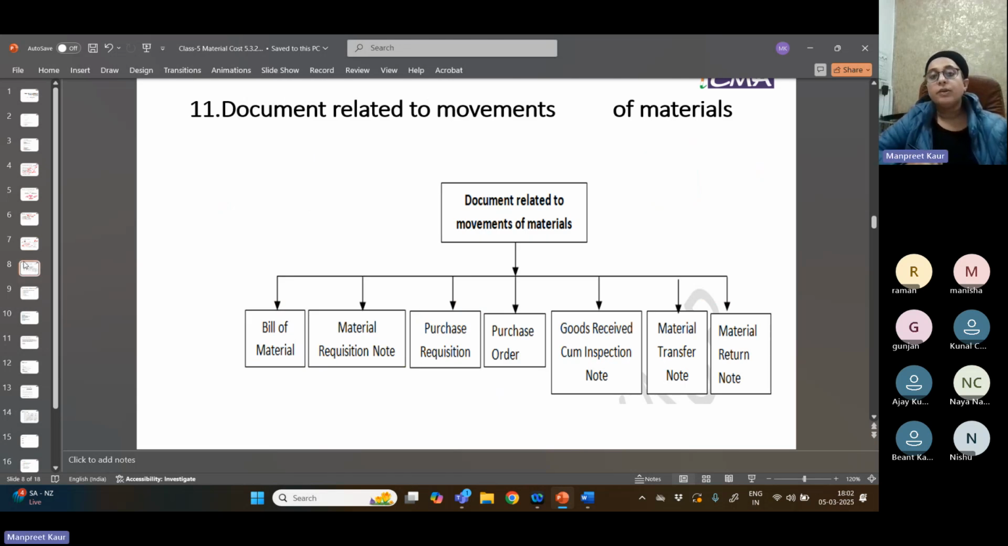Next is the document related to the movement of the material. First of all, there is a bill of material called BOM.